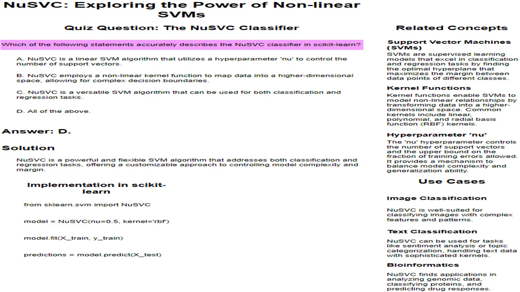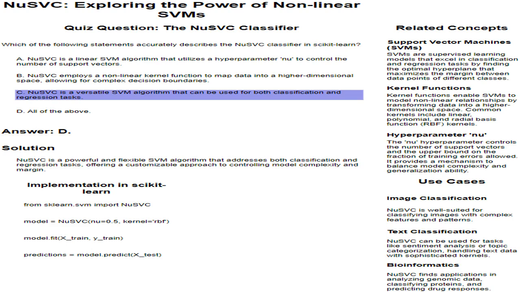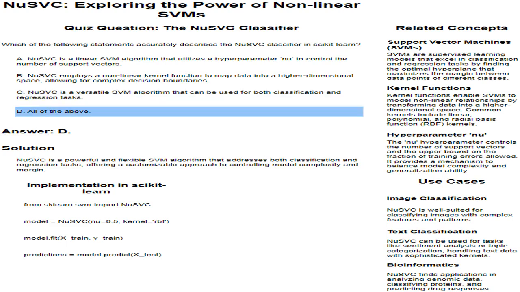Which of the following statements accurately describes the NuSVC classifier in sklearn? A. NuSVC is a linear SVM algorithm that utilizes a hyperparameter nu to control the number of support vectors. B. NuSVC employs a nonlinear kernel function to map data into a higher dimensional space, allowing for complex decision boundaries. C. NuSVC is a versatile SVM algorithm that can be used for both classification and regression tasks. D. All of the above.